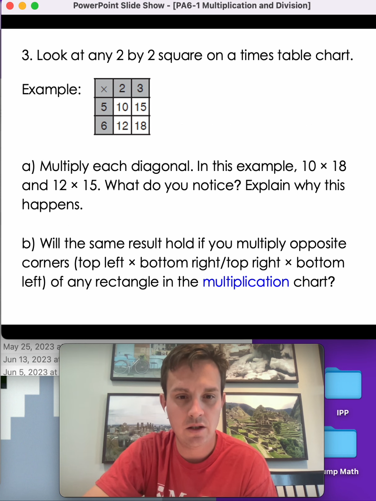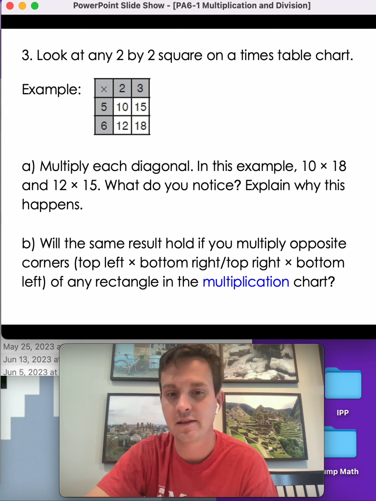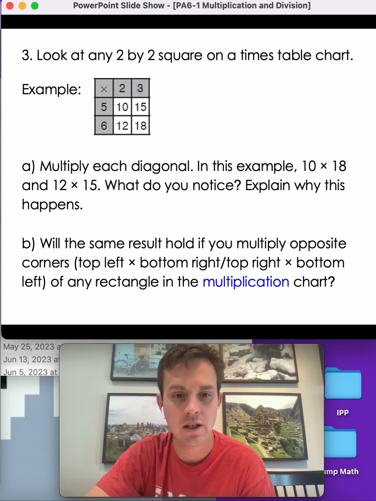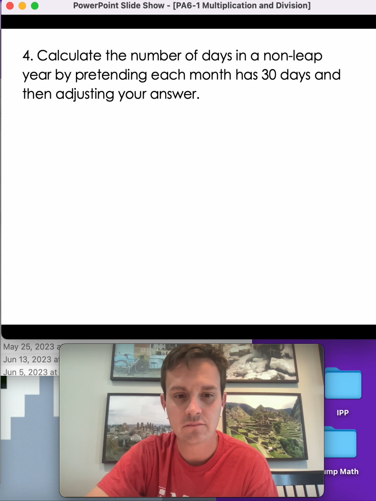This one, when you multiply them, the answers are equal. It's because you're multiplying the same numbers in different orders. For example, 18 times 10 is 5 times 2 times 6 times 3, while 12 times 15 is 6 times 2 times 5 times 3. And so in both cases, you're multiplying the same numbers, and they're all being multiplied. And B is yes, they will be. They will still all be the same.